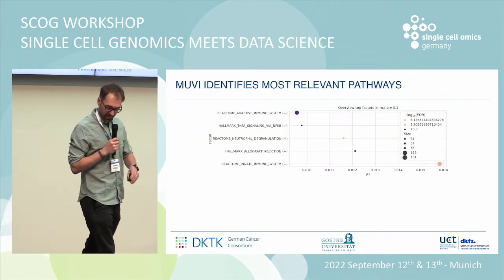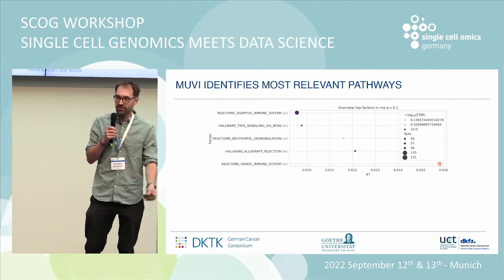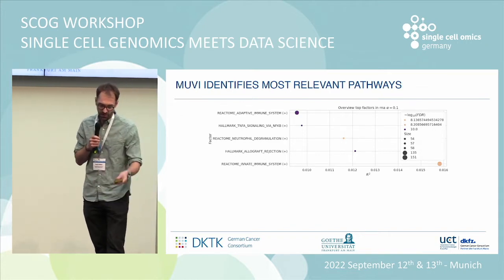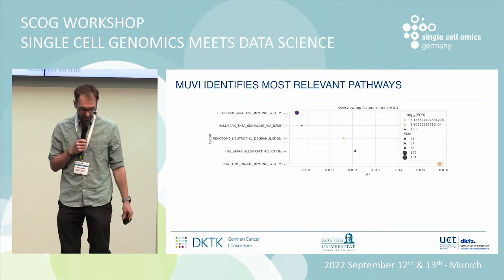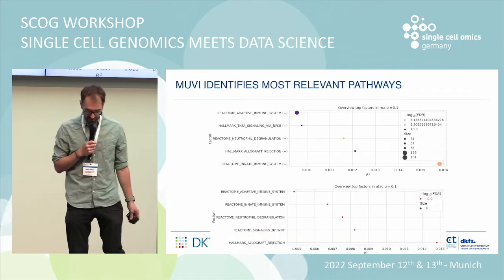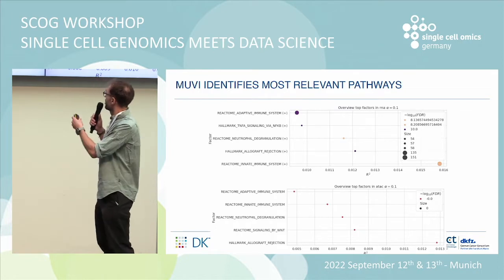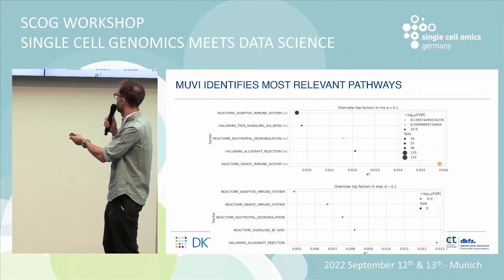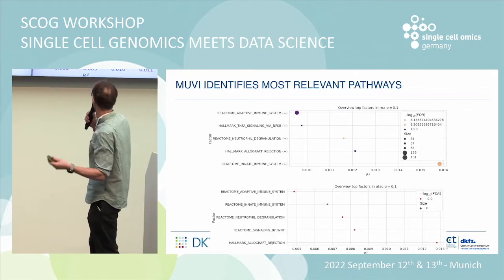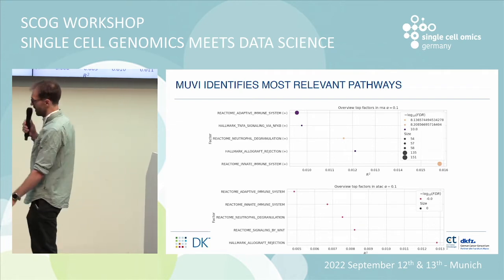And more interestingly, we want to know which pathways are driving the variability. For the RNA view, you get lots of immune system stuff, and for the ATAC-seq view, unsurprisingly as well. But you can also see there are some differences. For example, vincyclilin is only active in the ATAC-seq view and not in the RNA view.